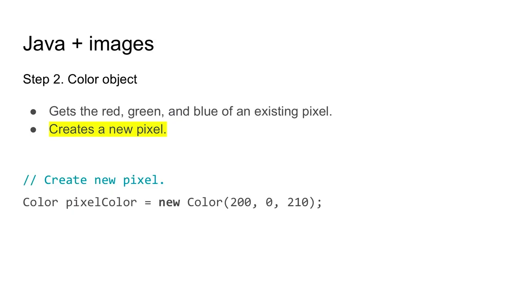Color object does something else pretty handy. It can also create a new pixel of our own invention. So if I say create me a new pixel, and I would like it to please be turn the red up to 200, turn the green off, and turn the blue up to 210, it will create that pixel for us. And it'll do that math to turn it into that long integer for us.